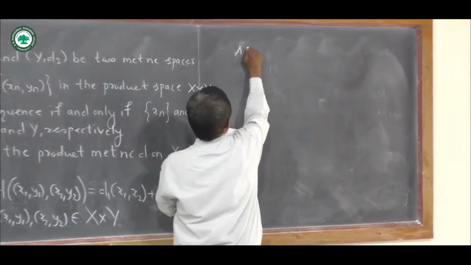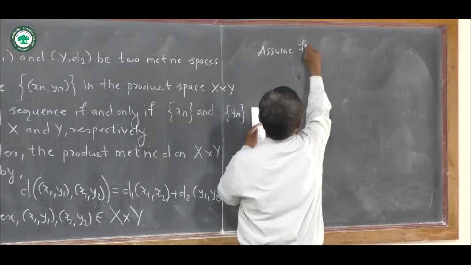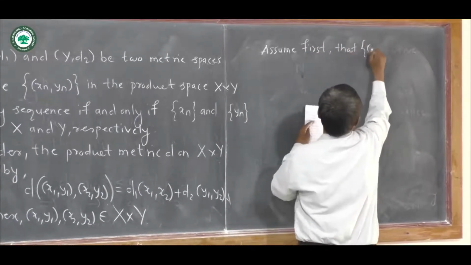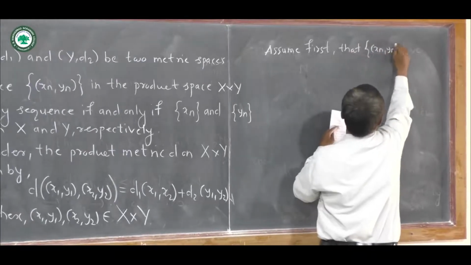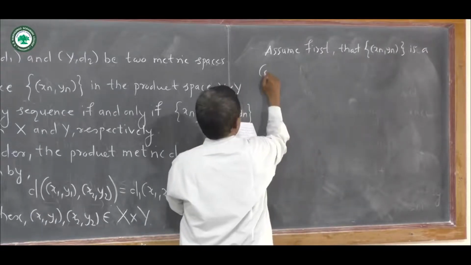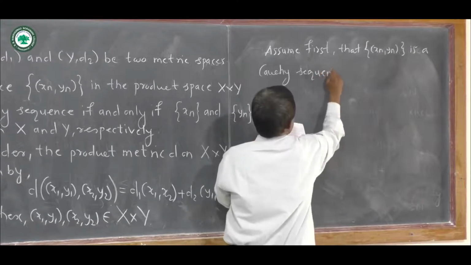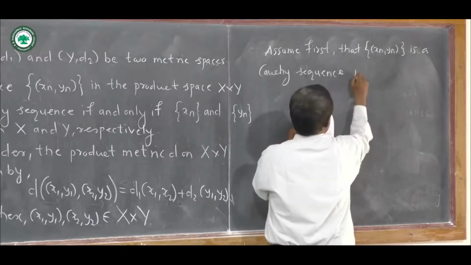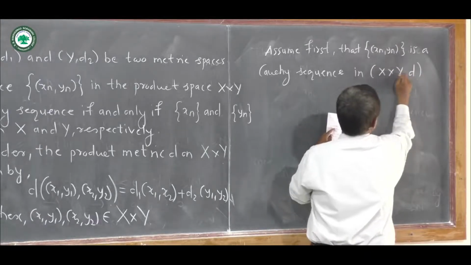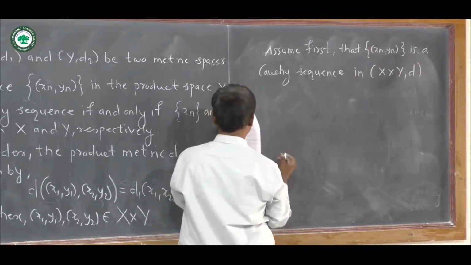Now we write here, assume first that this sequence (xn, yn) is a Cauchy sequence in the metric space X cross Y, d, that is, in the product space X cross Y with metric d.